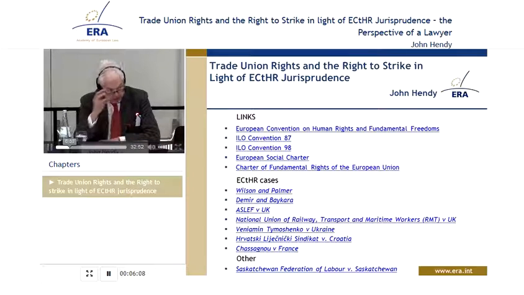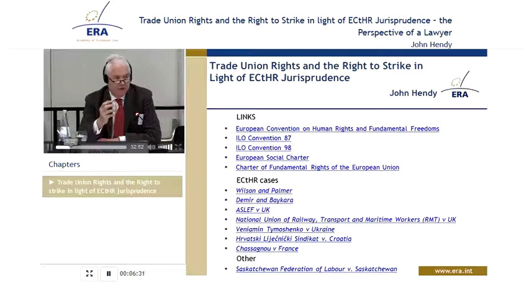So these are essential elements of Article 11, and it gives you an idea of the breadth of trade union rights protected by the European Court under Article 11. Demir and Baykara was also important because of the process by which it reached that conclusion. And part of its reasoning rested upon international law.